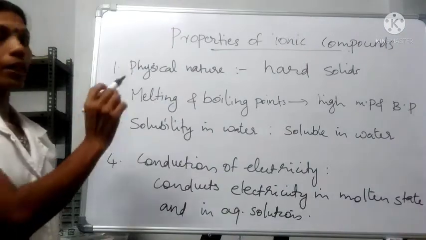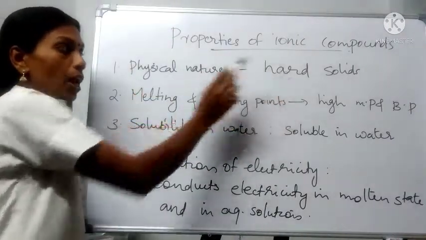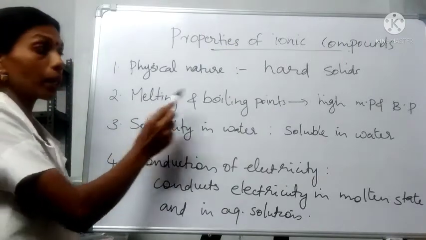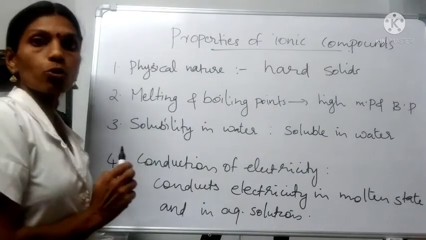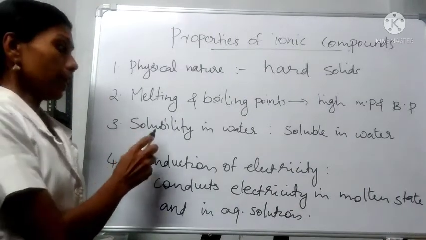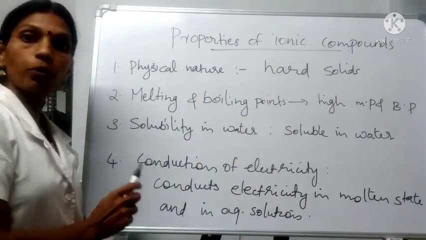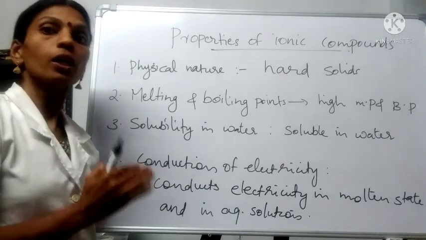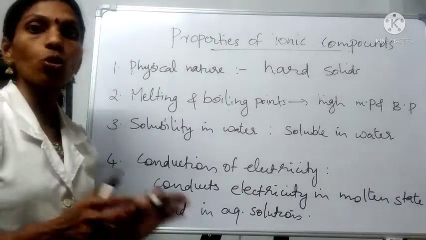So these are the properties of ionic compounds. First property, in physical nature, they are hard solids. Second property, melting and boiling points. They have high melting and boiling points due to the strong force of attraction between the positive and negative ions. Then their solubility in water. Ionic compounds are soluble in water because in the presence of water, the force of attraction between the ions will break. As a result, they will dissolve in water.